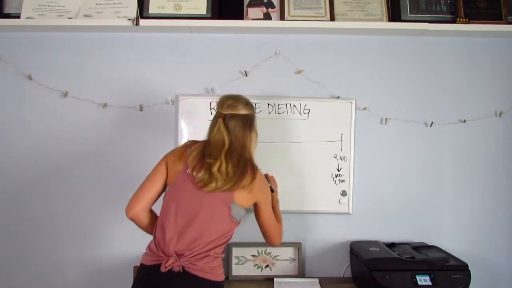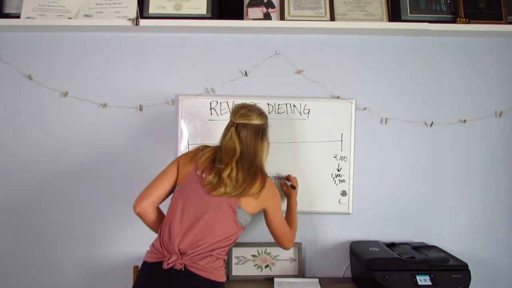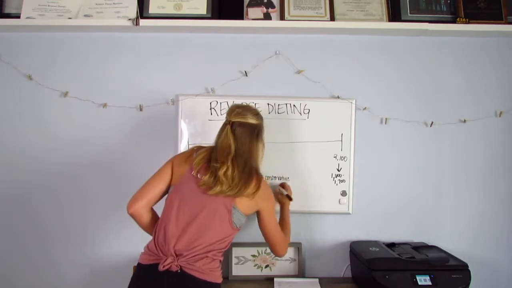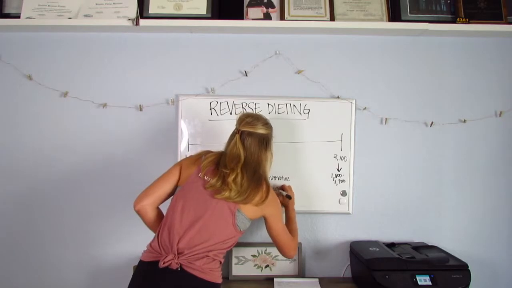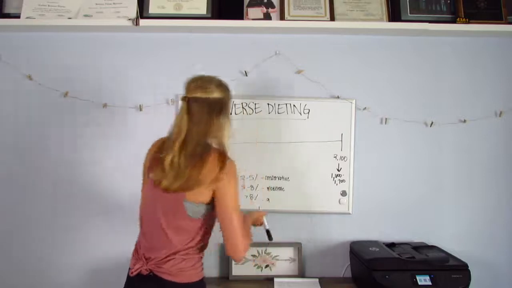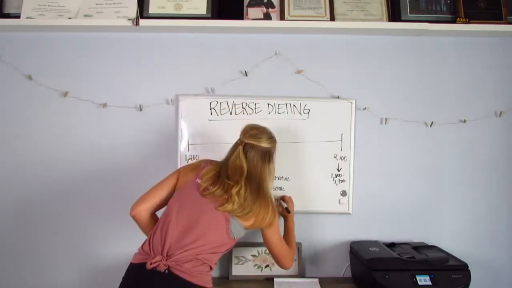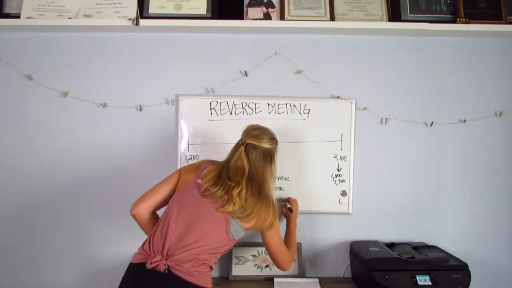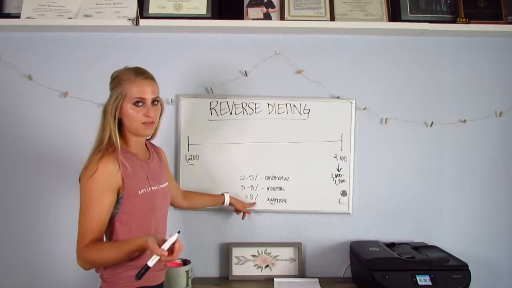So 2 to 8% is going to be a pretty conservative jump, meaning you are a lot less likely to gain body fat on in the process. 5 to 8% is going to be more moderate, and then anything over 8% is going to be a pretty aggressive approach, meaning that if you add calories faster than 8% at a time, you're much more likely to gain some body fat on in the process.